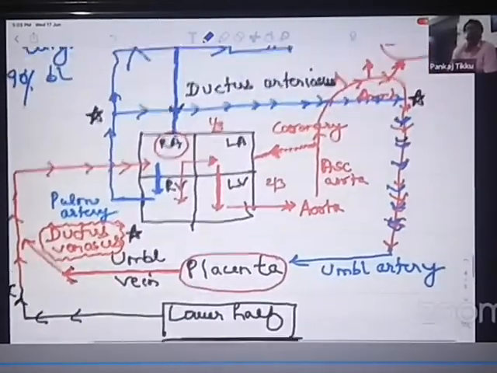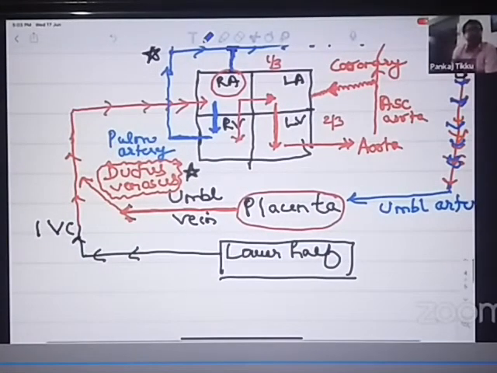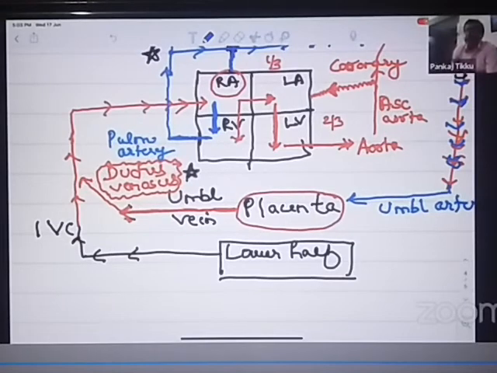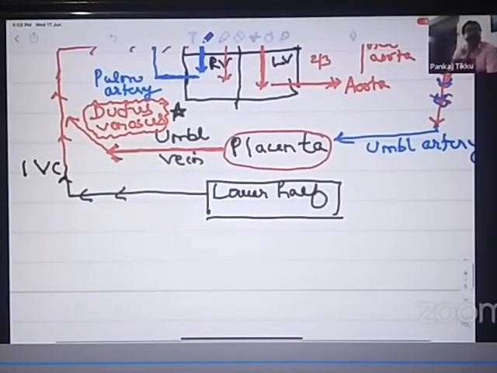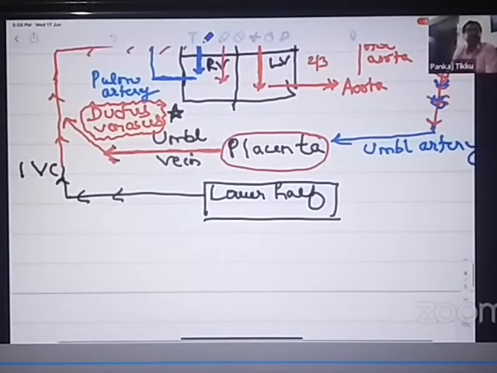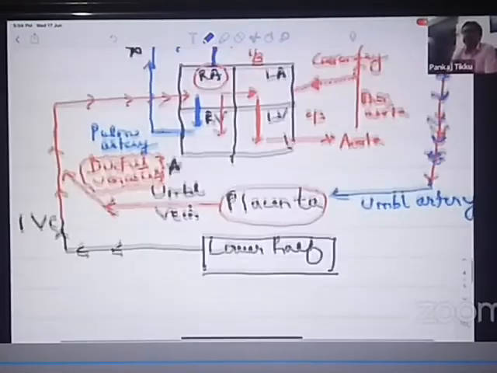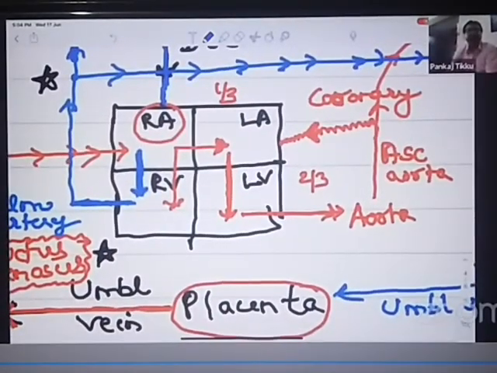Now, I'll repeat again. Blood from the lower half of the body enters into the inferior vena cava. Now, this blood from the inferior vena cava is going up into the right atria. Placenta, the pure blood, which is oxygenated blood, enters into the umbilical vein. Please see this umbilical vein, and umbilical vein connects to the inferior vena cava through the ductus venosus. This oxygenated blood, which is in red, enters into the right atria. So this is the right atria. RA is the right atria.